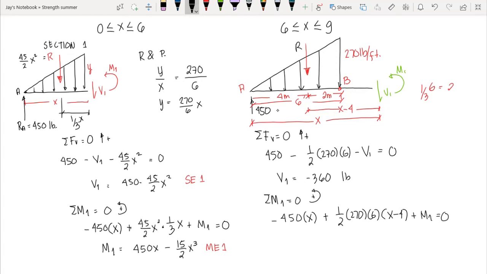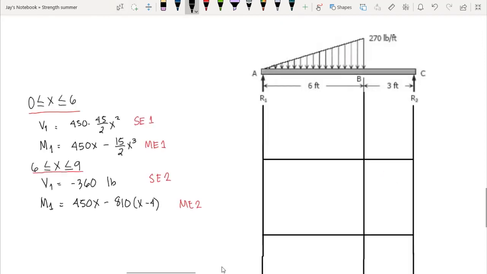So, we have here the moment equation that is equal to 450x minus 810x minus 4. This is the moment equation of section 2, and this one is the shear equation of section 2. Now, let's try to draw our shear and moment diagram using these shear and moment equations.